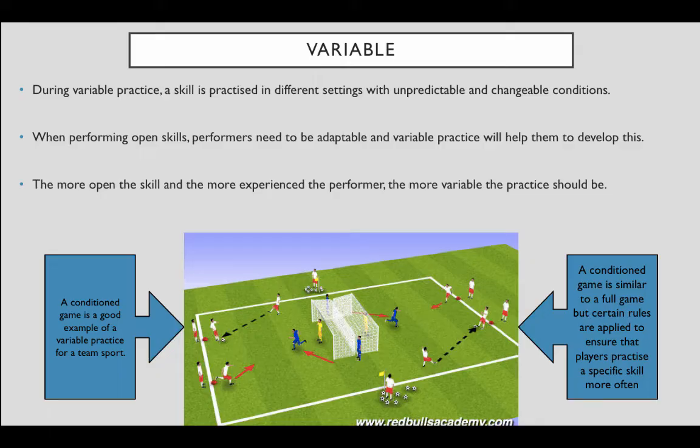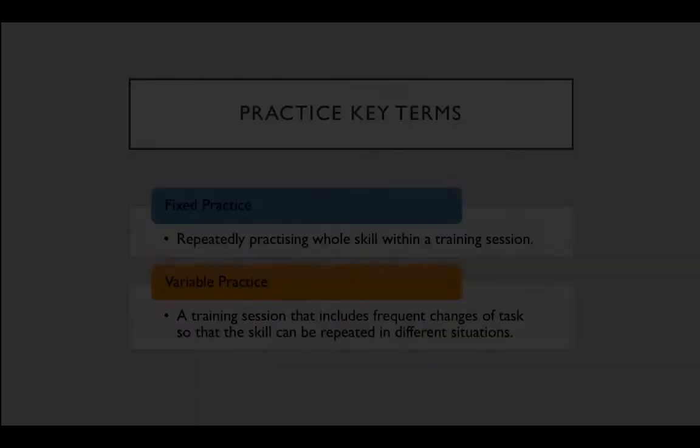A conditioned game is similar to a full game, but certain rules are applied to ensure that players practice a specific skill more often. For example, if you can see here, the goals are put back to back, and there are four different areas for them to shoot from. This is getting them to practice a specific skill more often. So for this example, they're focusing more on shooting. With the two goals being back to back and four different lines, they get four times as many shots, four times as much practice.